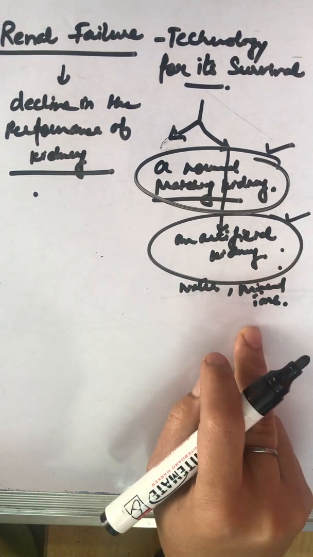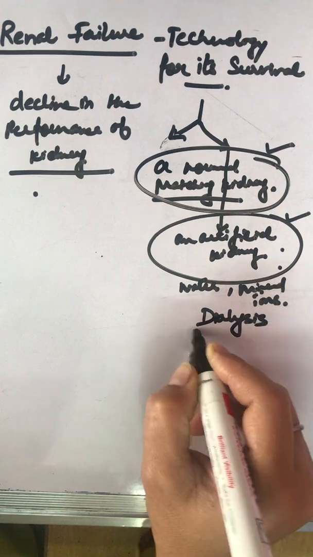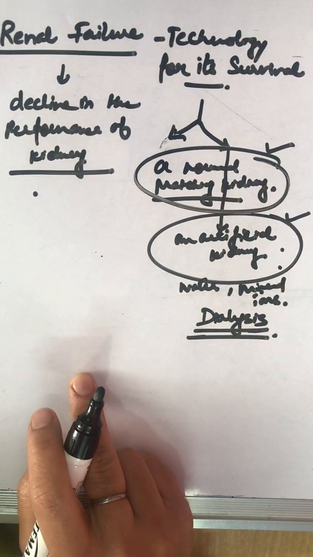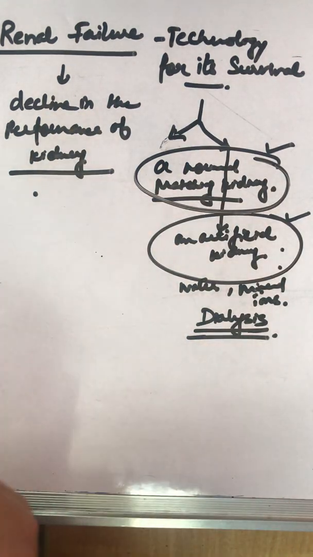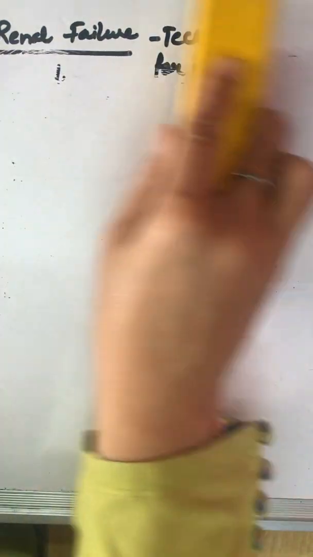And taking up these functions is known as dialysis. What do you call it? Dialysis. And we give the term renal dialysis to it. Coming to what a renal dialysis picture looks like and how it functions.